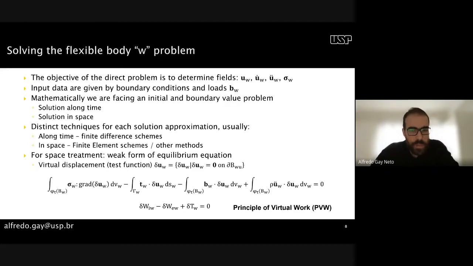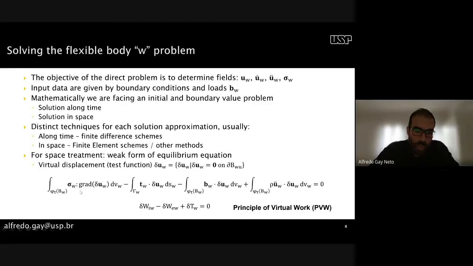Usually, to treat this kind of problem, for example in the framework of finite elements, what's a common way to do that? Usually you have to transform the equilibrium equation for the dynamical system that I just mentioned. You have to write the weak form of this equation. After some algebraic manipulation, you can find this equation, which is written here in its spatial form.